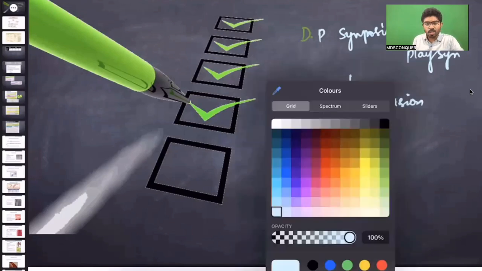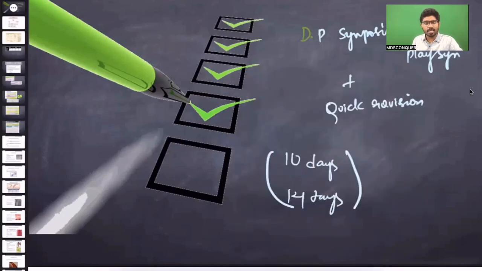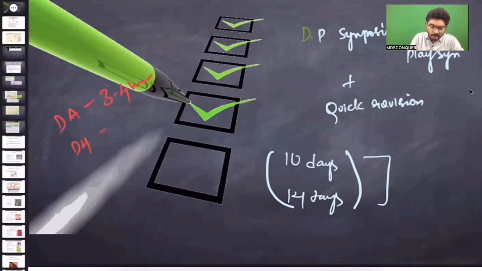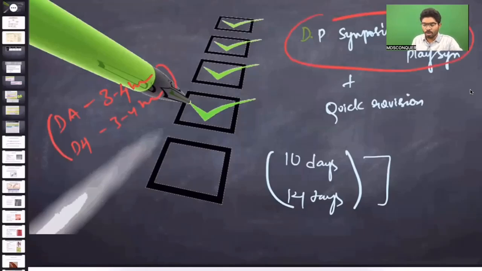So in this 10 days or 14 days, whatever you plan, based upon the convenience, for your dental histology as well as dental anatomy, the revision should not be more than 3 to 4 hours each. Your stuff should be organized properly. That is your dental pulse synopsis or PP book synopsis plus add-ons is the only thing that you are going to revise. Right? Clear, right?